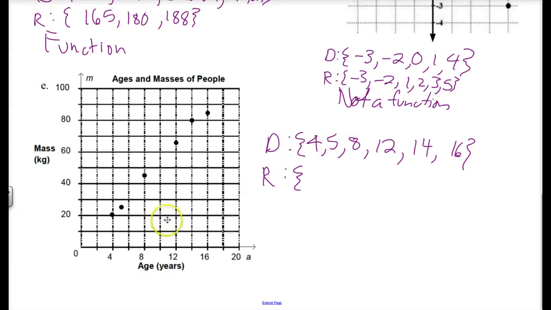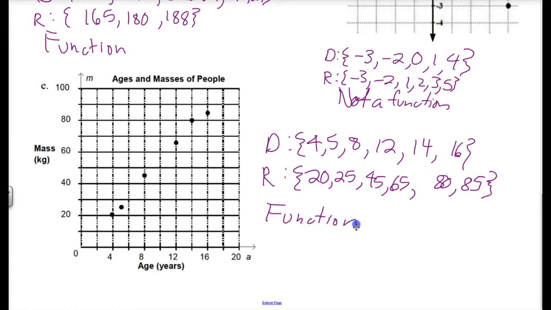Oh, which is mass, yeah, so it's 20, 25, 45, 65, 80, and 85. Kind of shaky in that, and this is a function. Though it could well not be, since it would be very easy to have two people with the same age. But it is a function. So let's move on.